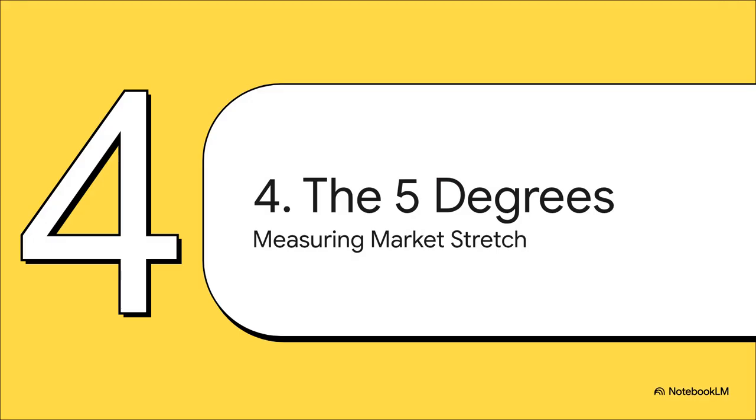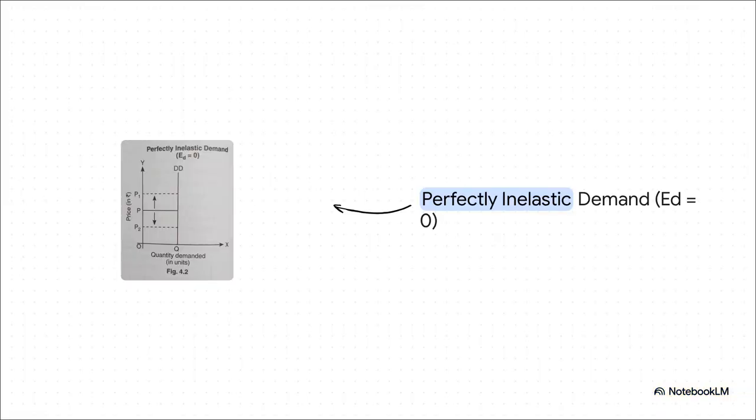Section 4. The 5 degrees of elasticity: measuring the market stretch. Depending on the product, this responsiveness falls into one of 5 specific categories. First is perfectly inelastic demand. This is represented by a completely vertical demand curve where elasticity, or ED, equals exactly 0.